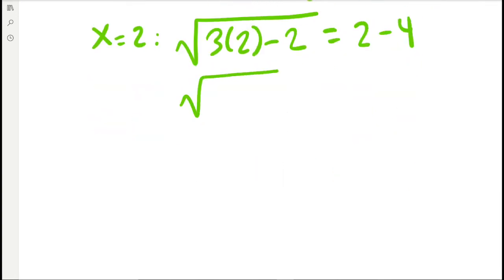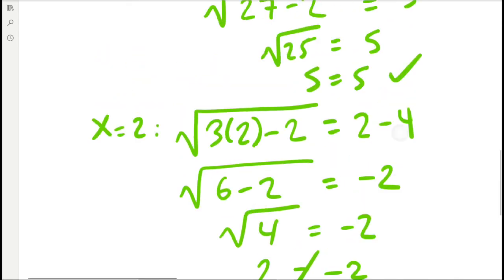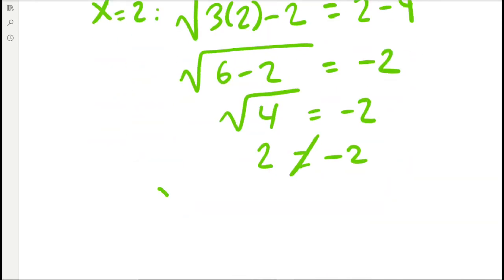So we have square root of 6 minus 2 equals negative 2. We get the square root of 4 equals negative 2, or 2 equals negative 2. Now this is not true, right? So this is not a solution. So we have an extraneous solution. So x equals 2 is an extraneous solution. So now you know why we check our solutions.